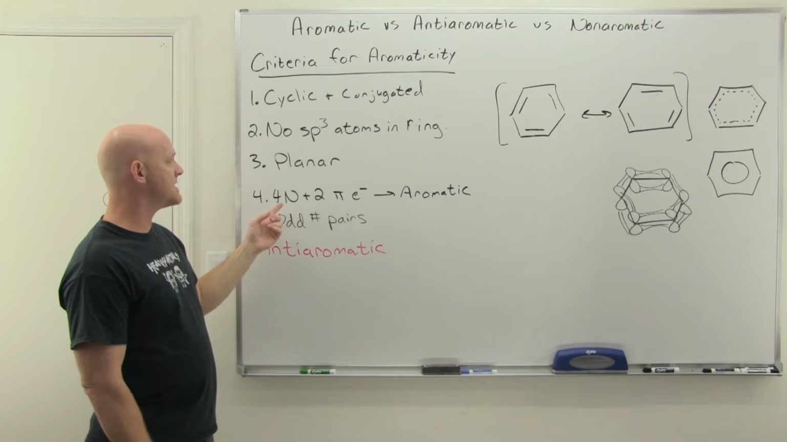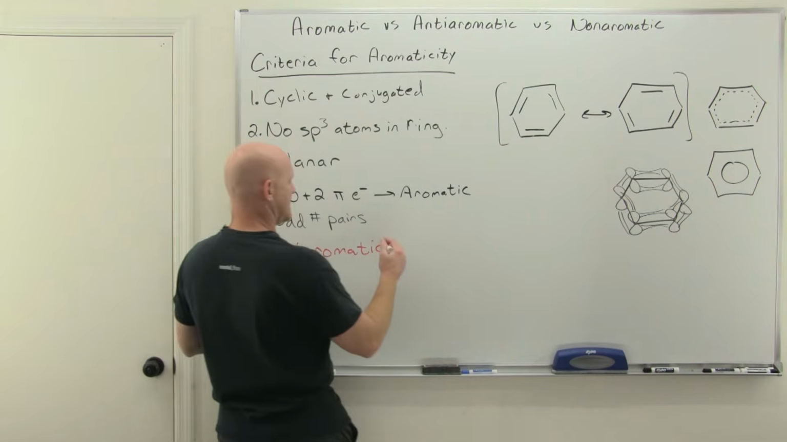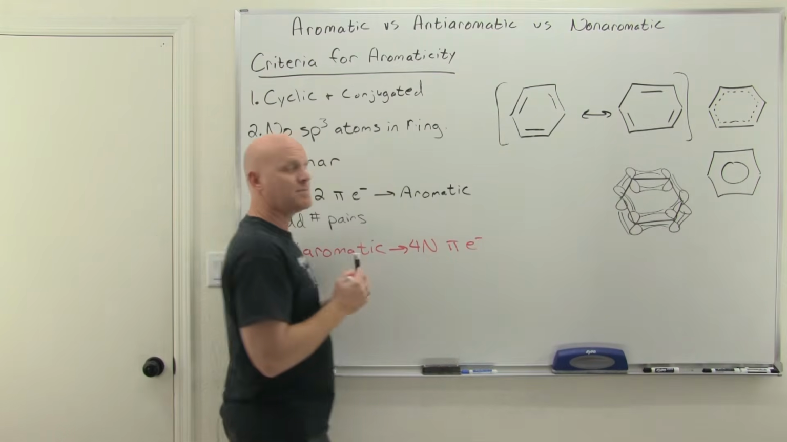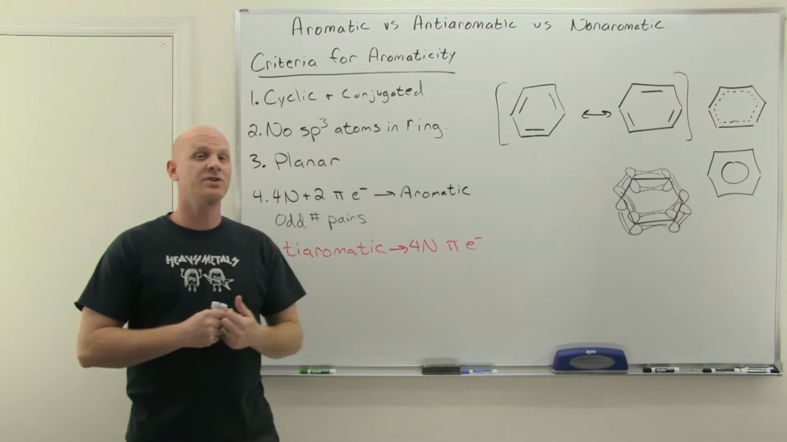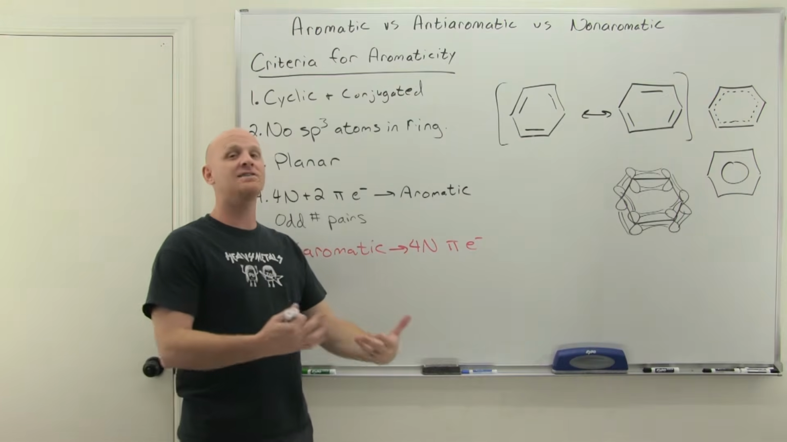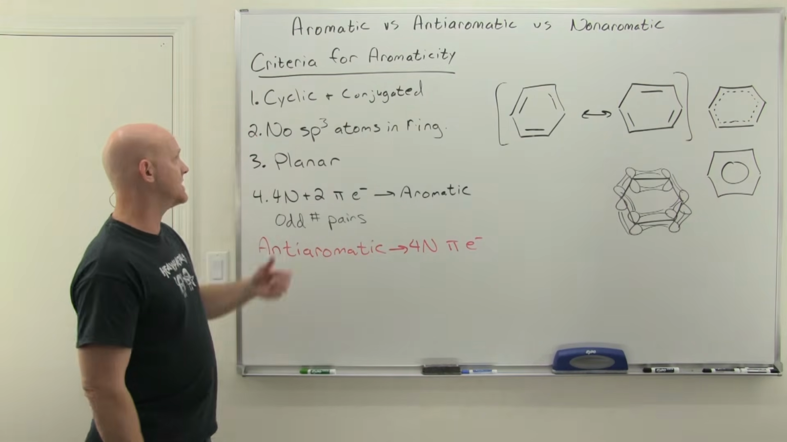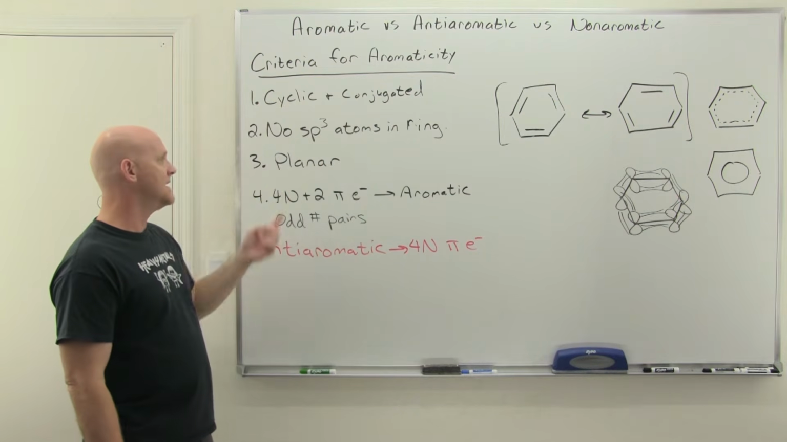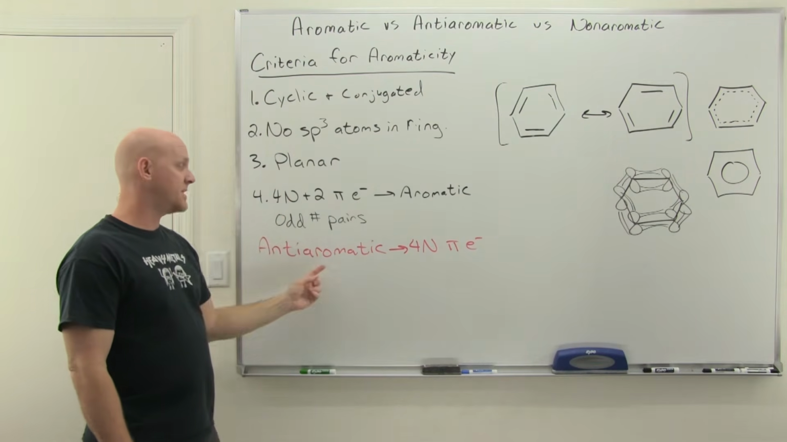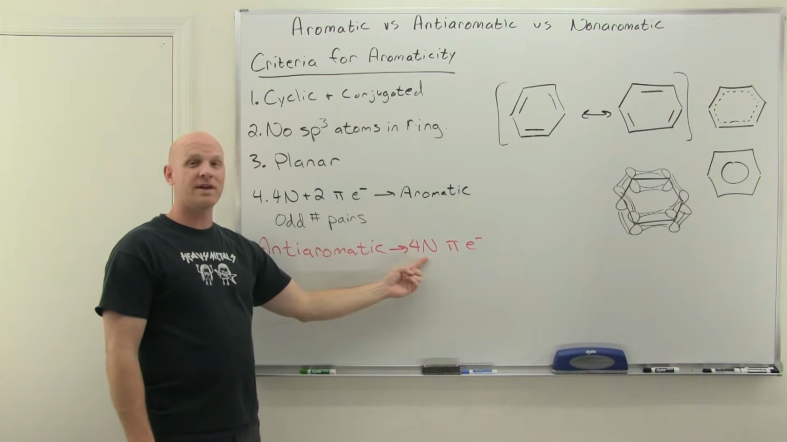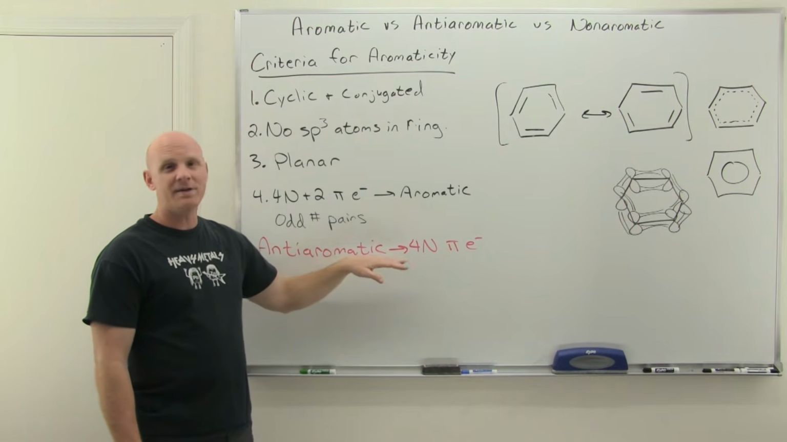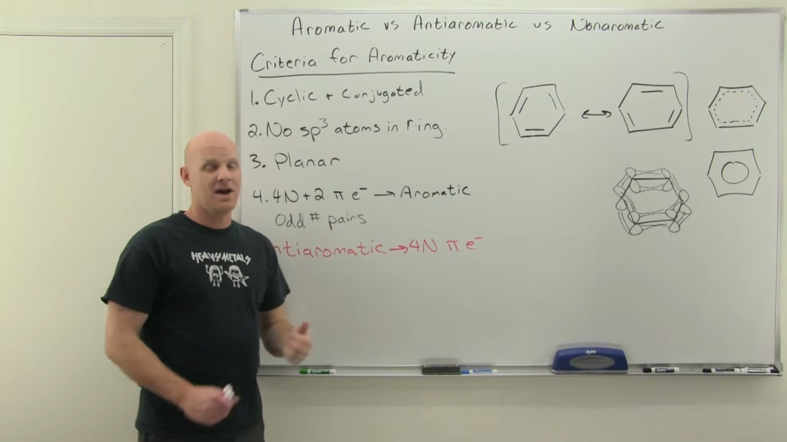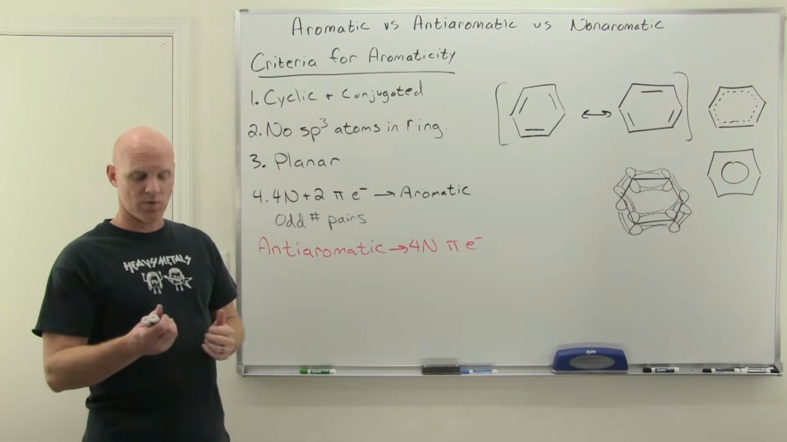However, if instead of having 4n plus 2 pi electrons, you have a multiple of 4, so 4n pi electrons, then that's going to actually result in you being fairly unstable and being an anti-aromatic compound instead. So again, you still got to be cyclic and conjugated. You can't have any sp3 hybridized atoms in the ring. It has to be planar. But if the number of pi electrons is a multiple of 4, like 4, 8, 12, well, then it's going to be actually really unstable and be an anti-aromatic compound instead. And we'll see a few examples of this as well.